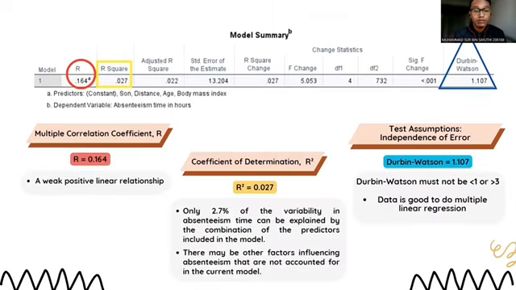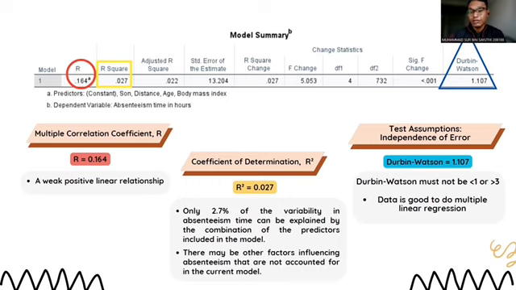The first one is the multiple correlation coefficient, which is R. The R value is 0.164. So it shows that this model has a weak positive linear relationship. And next is the coefficient of determination, which is the R square. The R square value is 0.027. So it shows that only 2.7% of the variability in absenteeism time can be explained by the combination of the predictors included in the model. And so it means that there may be other factors influencing absenteeism that are not accounted for in this current model.